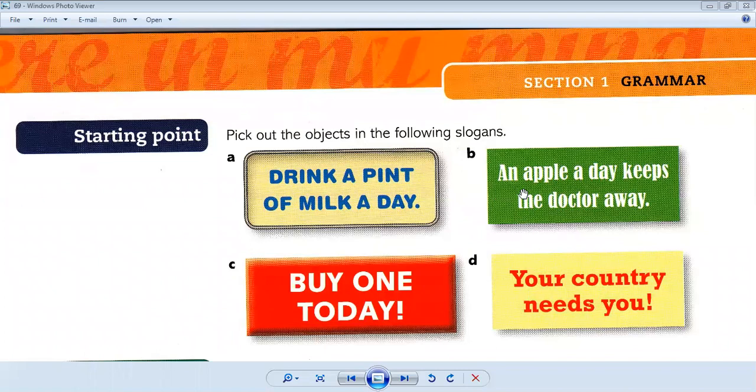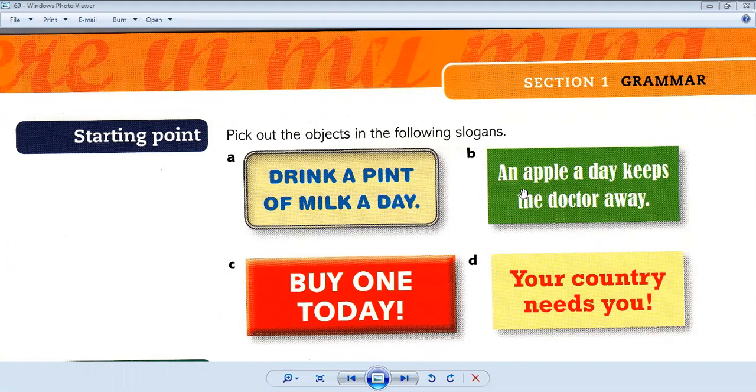But B is a complete clause. It has a subject, verb, and object. So if you think of it, an apple a day keeps. What keeps? The apple. So the apple here is the subject. Keeps what? The doctor. So the doctor is the object. Again, the subject is the one who does the action. Who keeps? The apple. Keeps what? The doctor. So the doctor is the object.